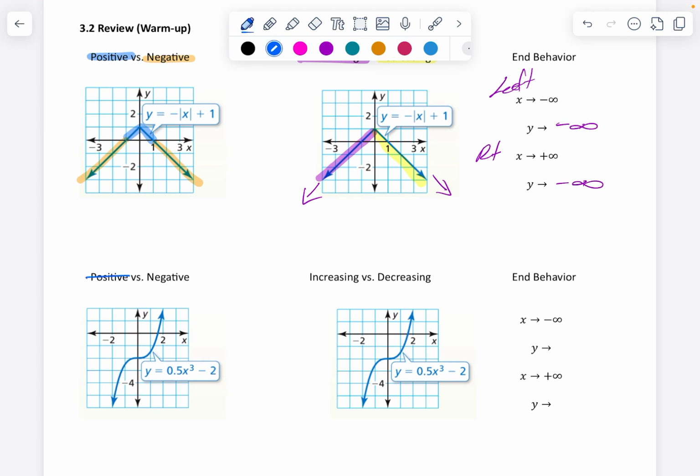Okay, here we've got our positive, negative. I might as well do increasing and decreasing. Positive, the part above the x-axis, just that. Negative, the part below the x-axis. Increasing, oh, it's all increasing. We're only going up. End behavior, as we go left, y is going down. As we go to the right, y is going up, positive infinity.